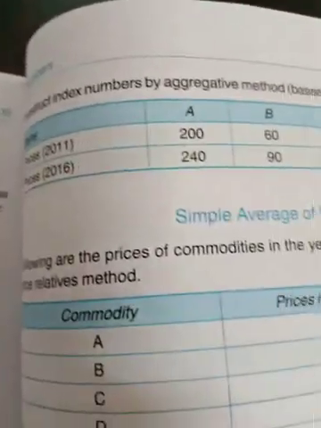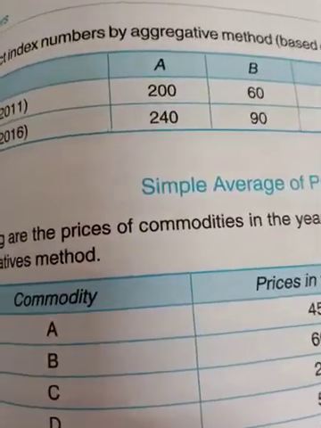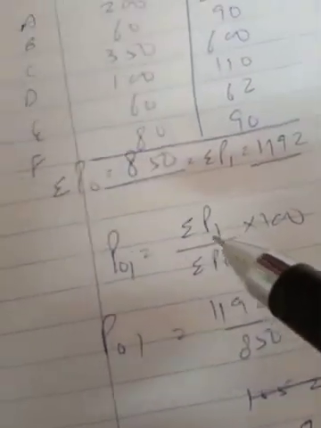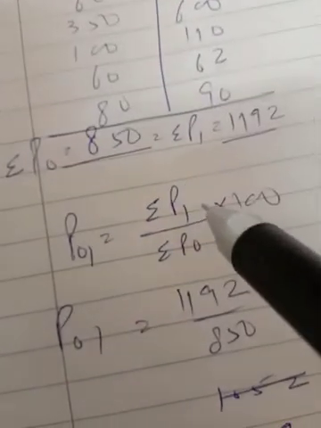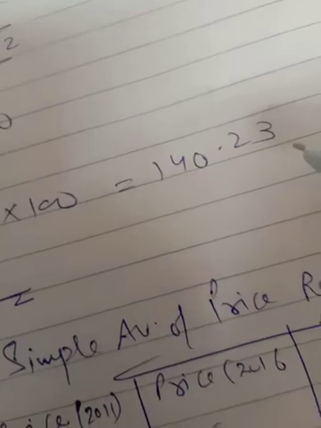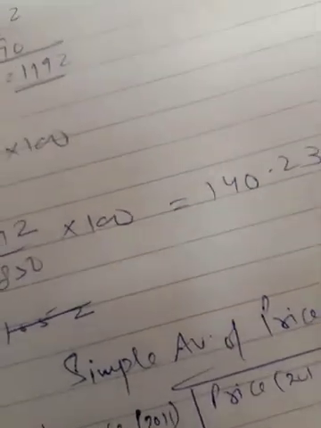Simple aggregate, as the name sounds, means making the total. So you make the total of the previous and current year. You get sigma P1, representing the total of the current year, by sigma P0, the previous year, into 100, and here you will get 140.23. This is the method.